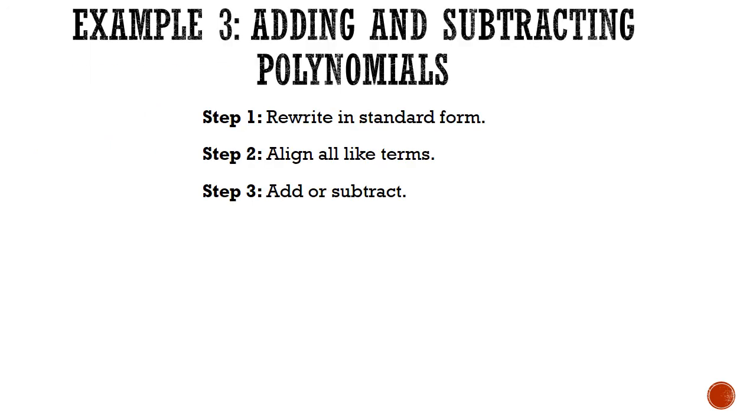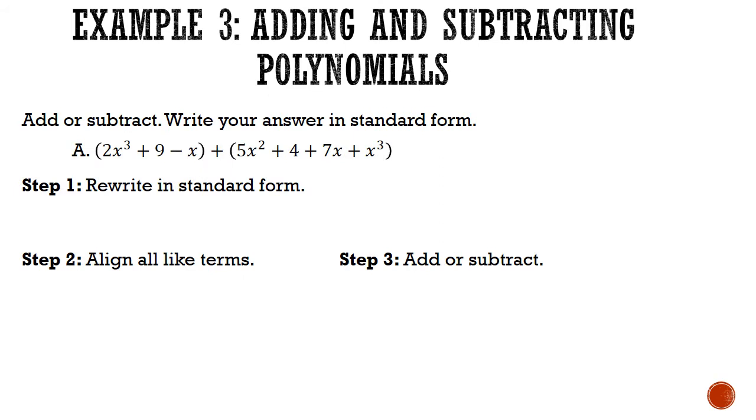All right, third example, adding and subtracting polynomials. Rewrite it in standard form. Align all your like terms, and then add or subtract depending on what it calls for. Add or subtract, write your answer in standard form. So we want to take 2x cubed plus 9 minus x and add it to 5x squared plus 4 plus 7x plus x cubed. We're going to rewrite it in standard form. So I get 2x cubed minus x plus 9 plus x cubed plus 5x squared plus 7x plus 4.